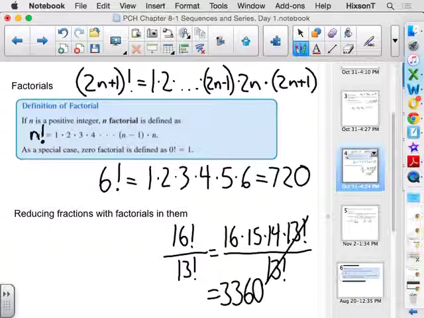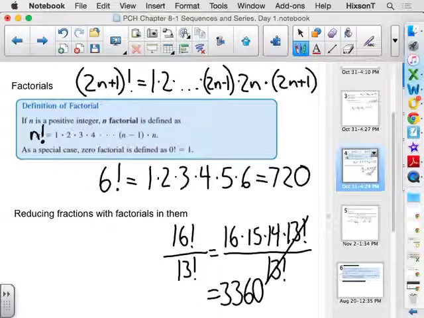Alright, so we get 3,360 for that one, which is still somewhat of a big number, but it's a whole lot better than actually figuring out what 16 factorial is. In fact, some of your calculators, depending on what kind you're using, won't even do it. It may give it to you in scientific notation or something, but it's a lot easier if you reduce first. Okay? You got it? Okay, cool.